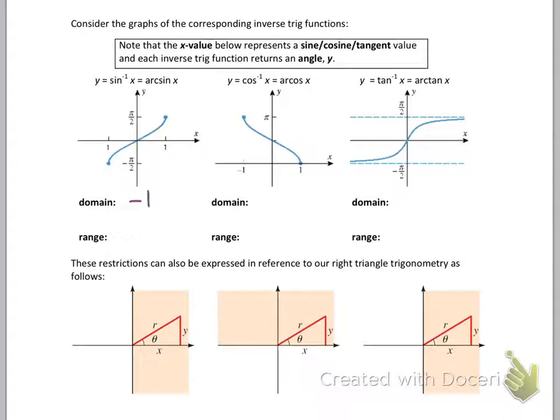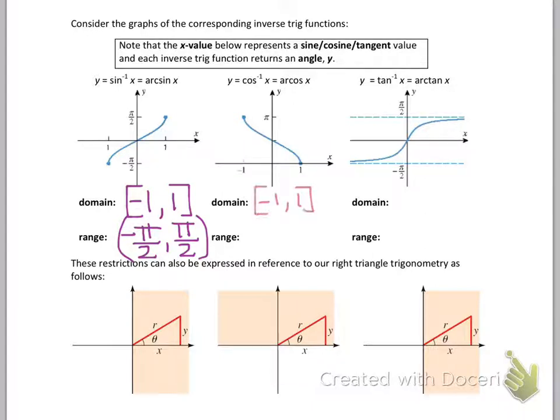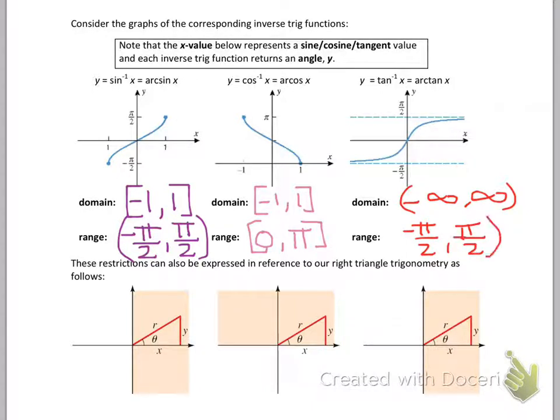So our inverse of sine is negative 1 to 1 for its domain, and its range is negative pi over 2 to pi over 2. For the arc cosine, we have a domain of negative 1 to 1 and a range of 0 to pi. And then for tangent, our domain is now all real numbers, and our range is negative pi over 2 to pi over 2. Again with parentheses because now we have horizontal asymptotes.